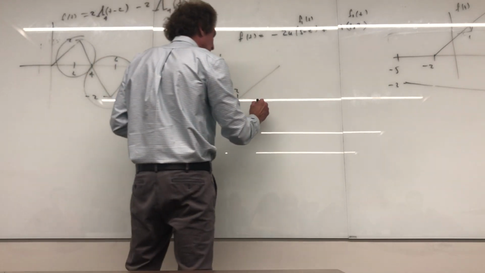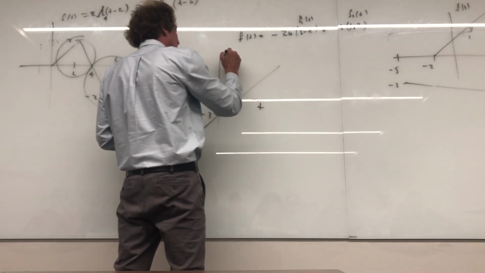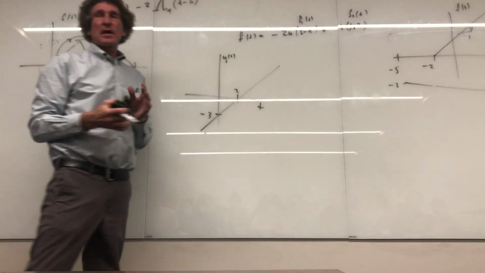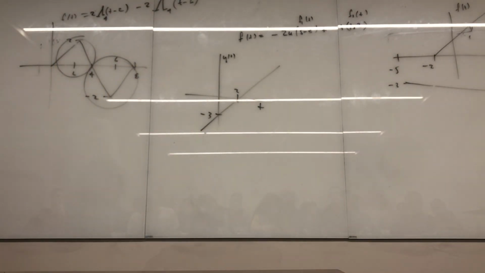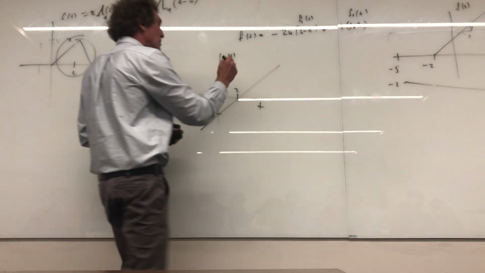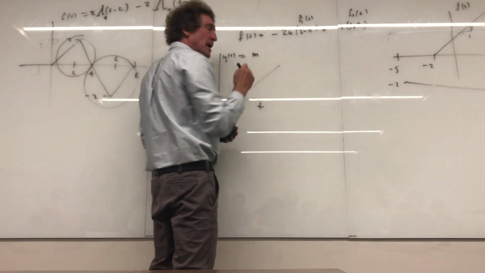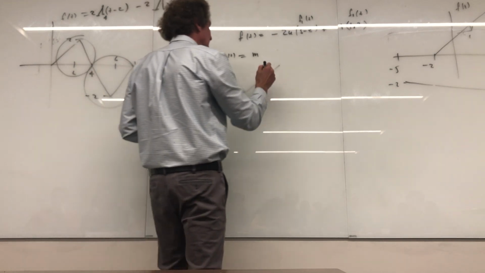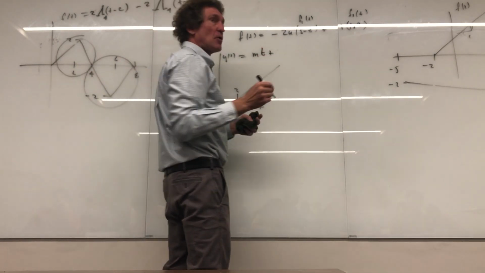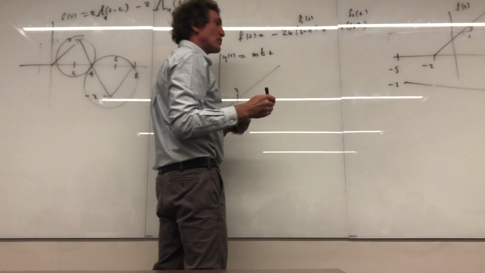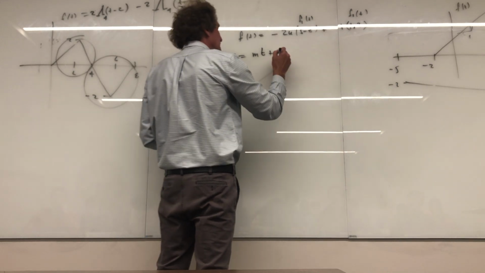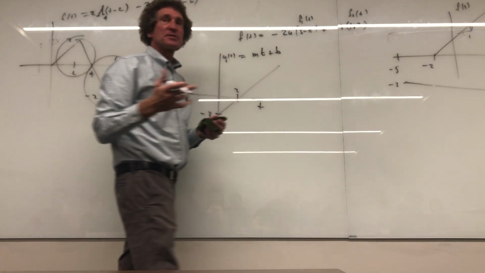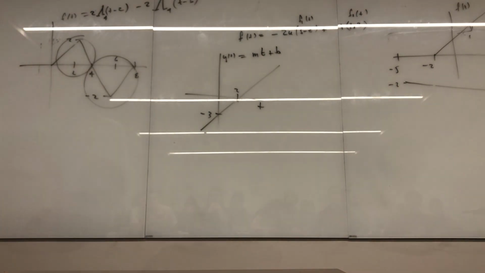Call this t, and call this y of t. Well, any straight line is describable by the slope of the line, usually labeled m, times the horizontal axis ordinate, which in this case is t, plus what's called the zero intercept, and I'm going to call that b. That's a common way to write an equation for a straight line.